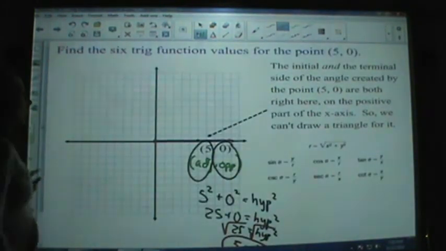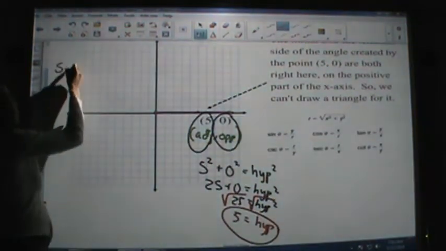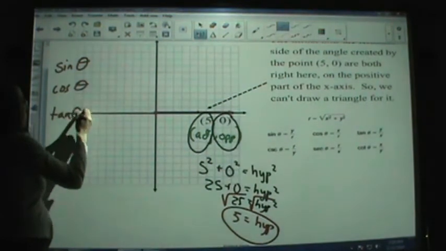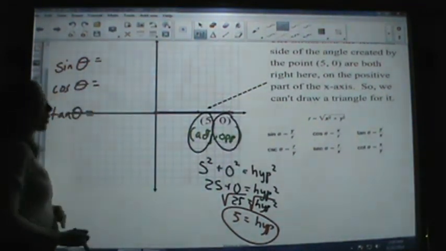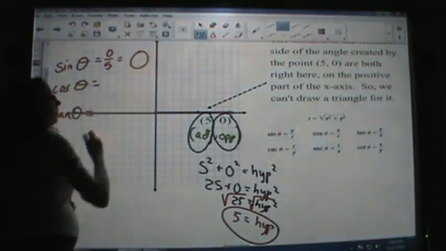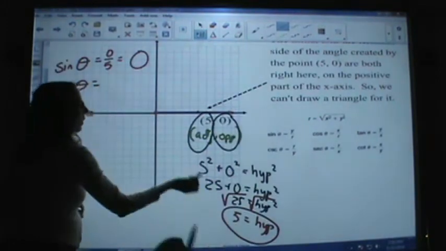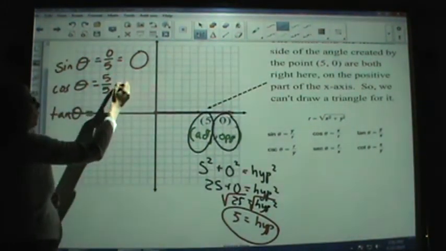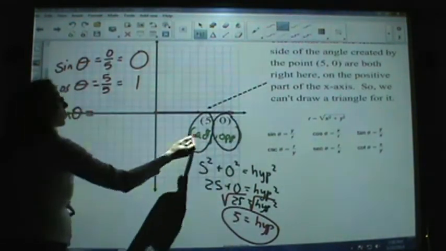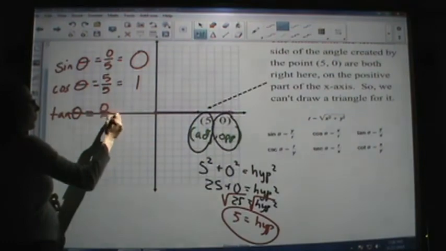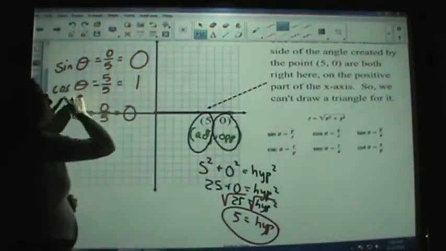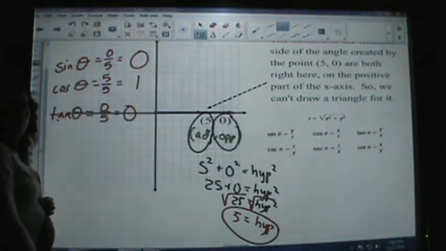So the 6 trig functions for this guy, sine, cosine, tangent, to start off with are opposite over hypotenuse, reducible to 0, adjacent over hypotenuse, reducible to 1, opposite over adjacent for TOA, reducible to 0. So the sine of this angle is 0 and its cosine is 1 and its tangent is 0.